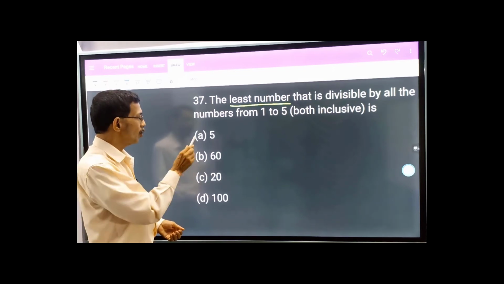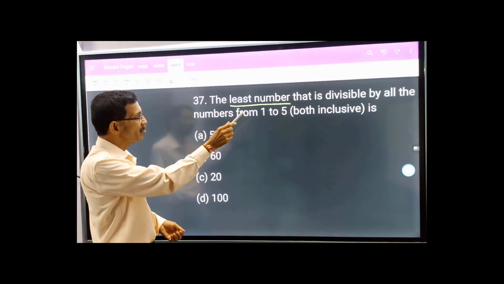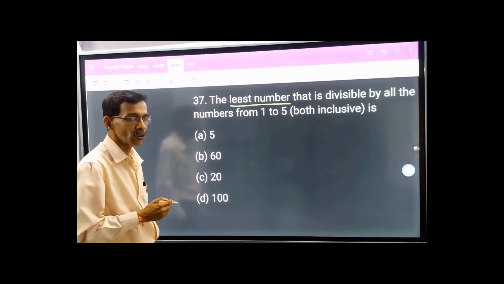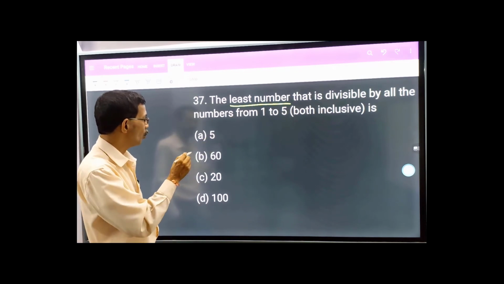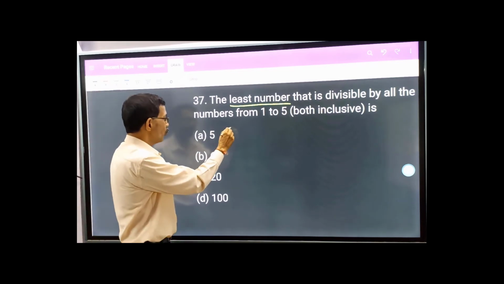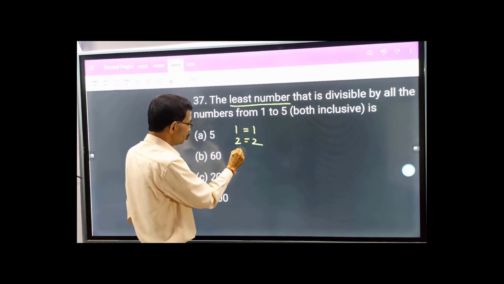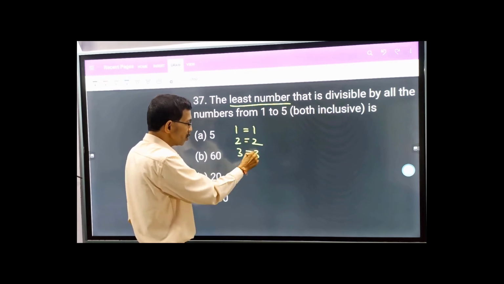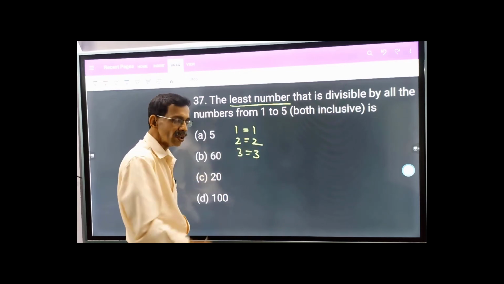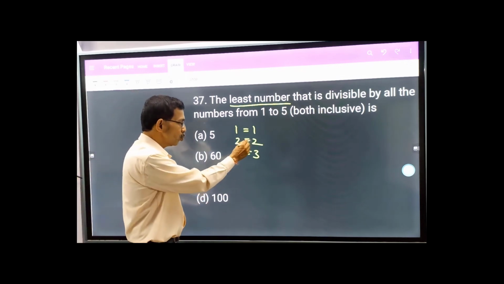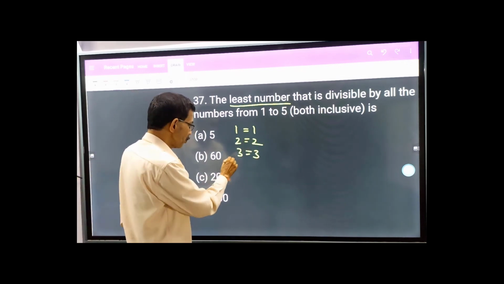So, the least number that is divisible by all numbers from 1 to 5, both inclusive. Let us write this first: 1 will be equal to 1, 2 will be equal to 2, 3 will be equal to 3, because we want to see whether the answers on the right hand side are prime or not. So 2 is prime, 3 is prime.